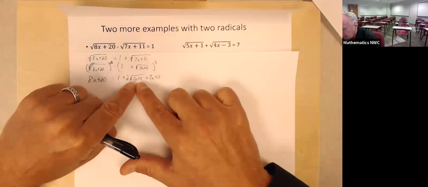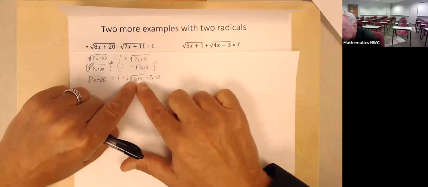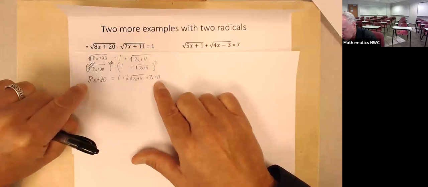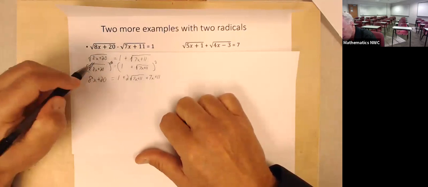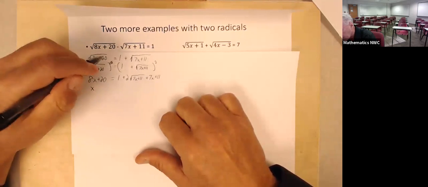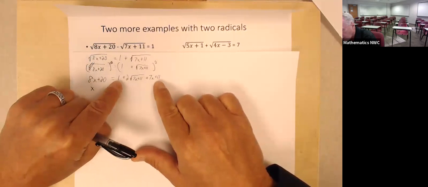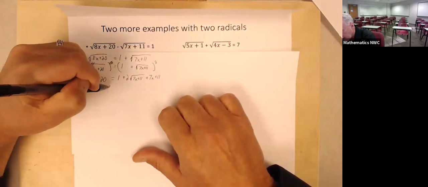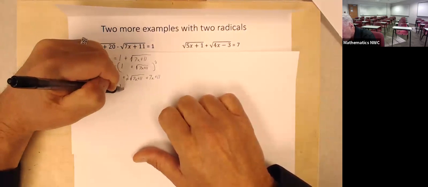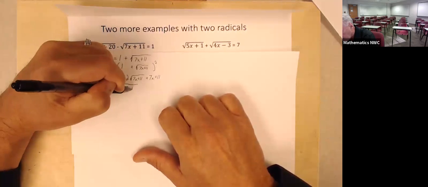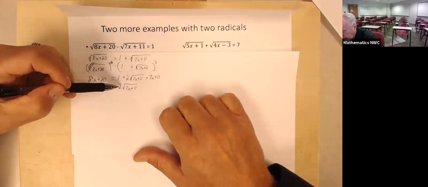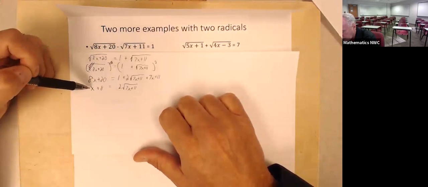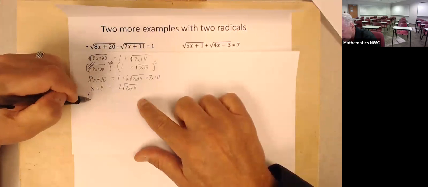Now I need to re-isolate this radical. So I have to bring all this other stuff across. So 7x over here is a negative. I get a 1x. This is 12 right here, brought across will be a -12, gives me 8, gives me 2 times that radical.